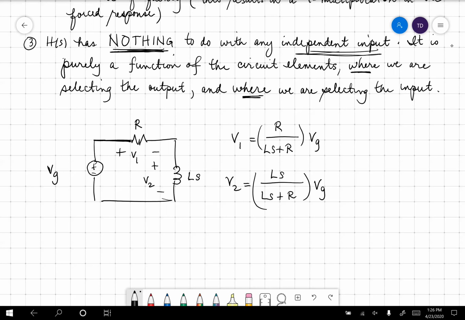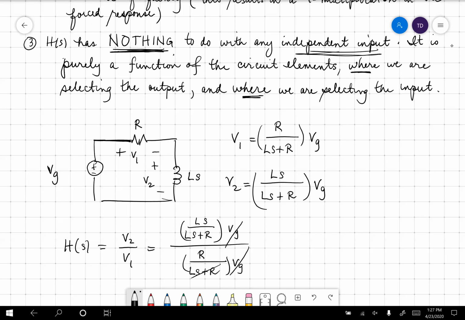Okay, I want this system function H of S here to be equal to V2 over V1. I want it to be the ratio of those two. Now, a lot of you are thinking, well, wait a minute, V1's not an input. I can define my input to be anything that I want it to be. So V1 is my input. All right, well, this is just the following, V2, LS over LS plus R times VG, divided by R over LS plus R, VG. VG cancels, and the rest cancels, equals LS over R, equals L divided by R times S.